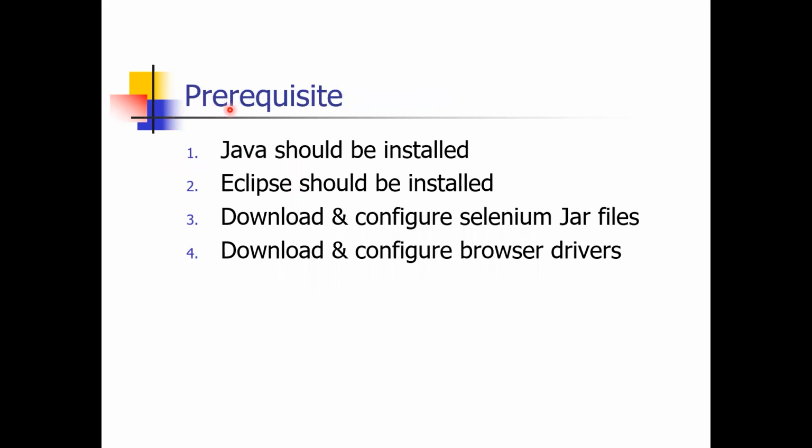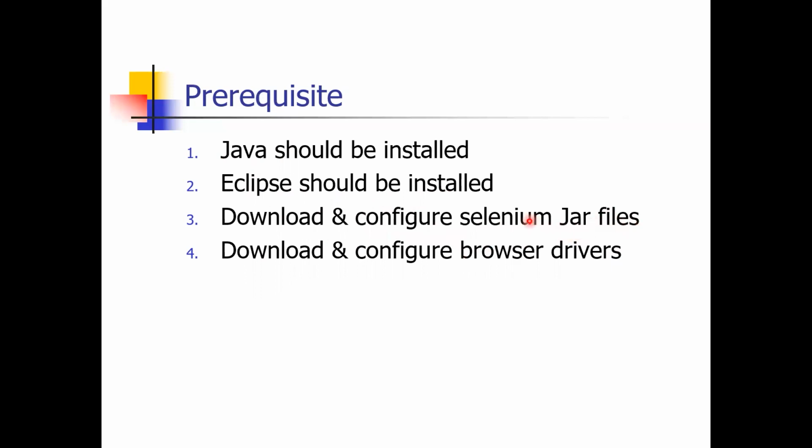Prerequisites. Before doing programming of Selenium script, what are the requirements? First of all, Java should be installed on your system. For writing Java programs, Eclipse should be installed on your system. We'll do programming with Eclipse software. Now, we are writing the script in Selenium, so we should have Selenium jar files, meaning libraries of Selenium. So download and configure Selenium jar files.